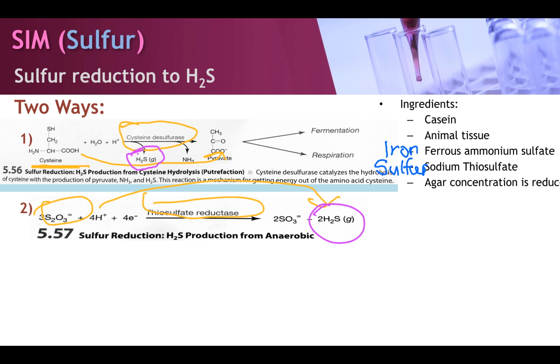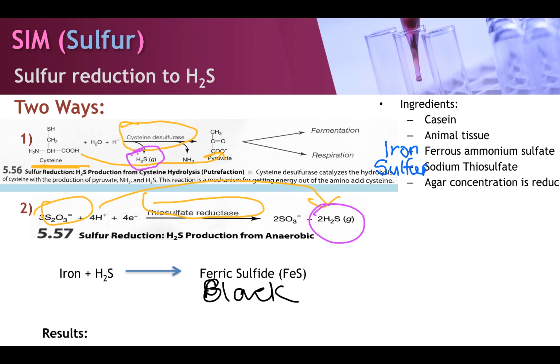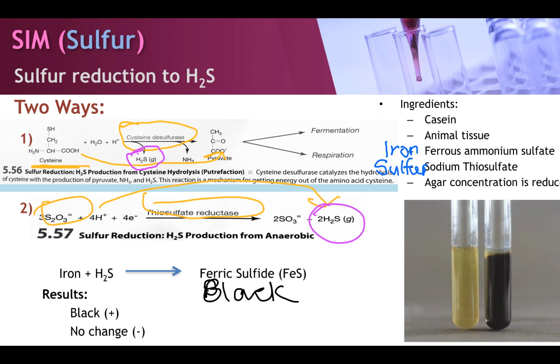Now remember, this medium contains iron in the form of ferrous ammonium sulfate. When the hydrogen sulfide, which is a colorless gas, is produced, it will be detected in this medium because it reacts with the ferrous sulfate in the medium, which again is the source of iron. And it will produce a black precipitate called ferric sulfide. Therefore, the results here would be positive if the organism produces this black precipitate. If there is no change, then it would be considered negative.